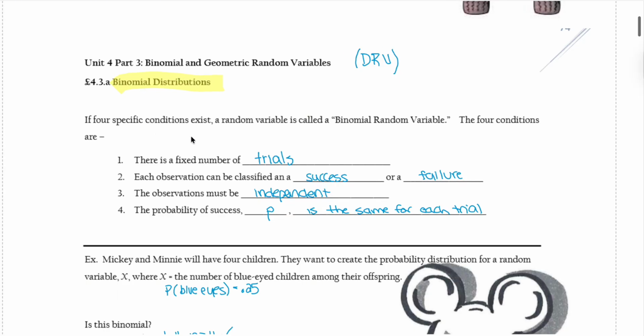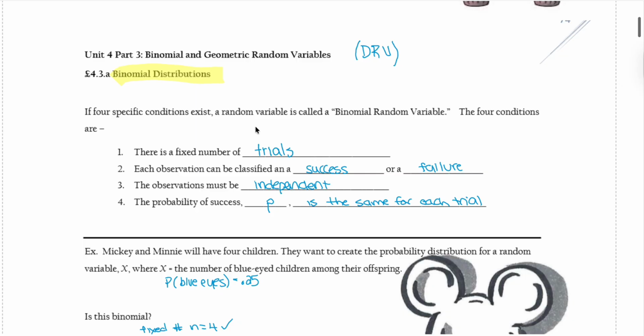If 4 specific conditions exist, a random variable is called a binomial random variable. The 4 conditions are these. First, there is a fixed number of trials. Second, each observation can be classified as a success or a failure. Third, the observations must be independent. Fourth, the probability of success, p, is the same for each trial.